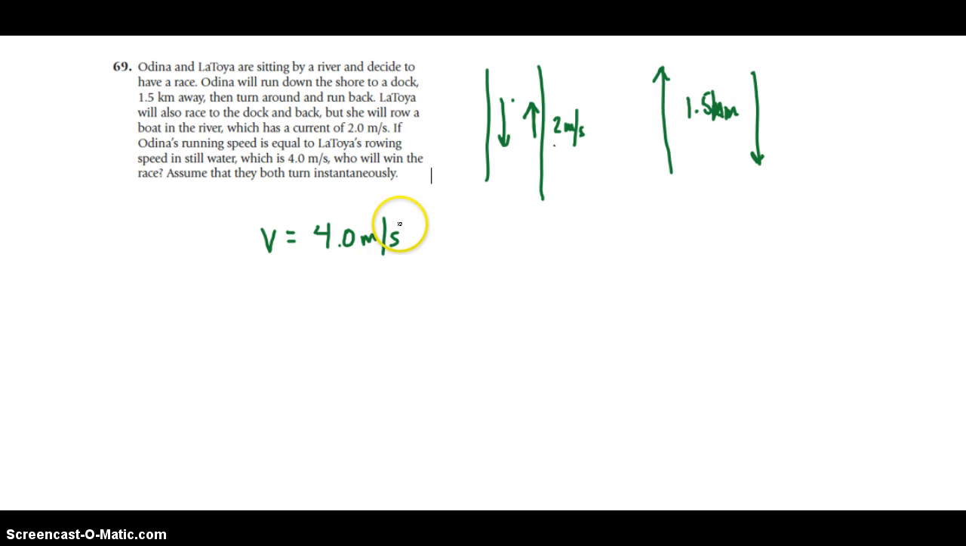Only Latoya is going to have a velocity relative to the ground based on the current she's rowing in. So we know that time is simply found by, if we remember our velocity equation, distance over time. We would then take distance over velocity to find our time.